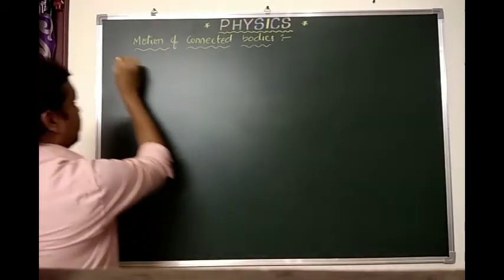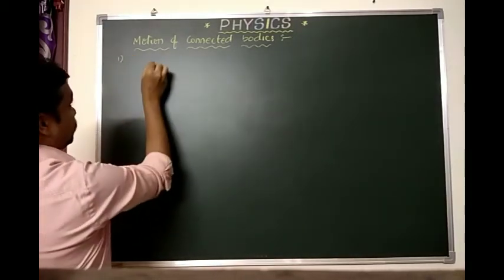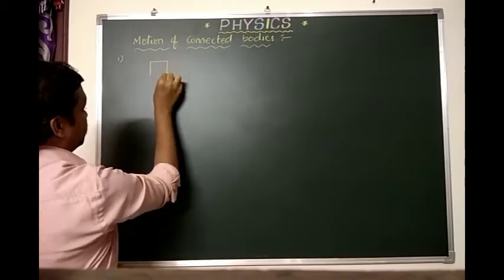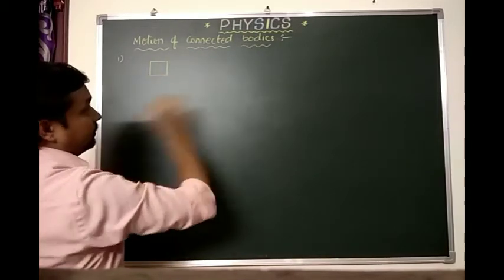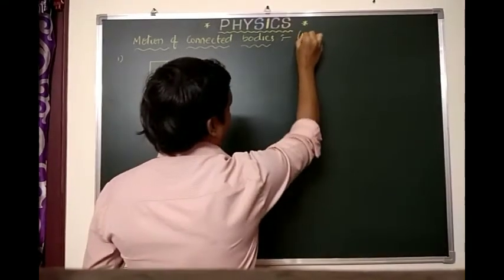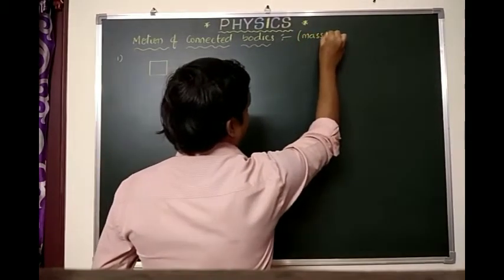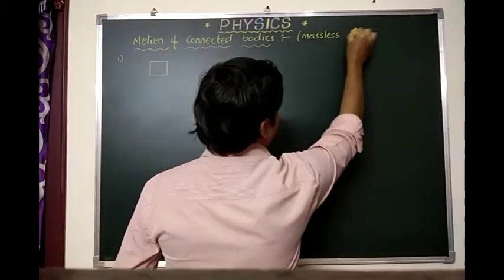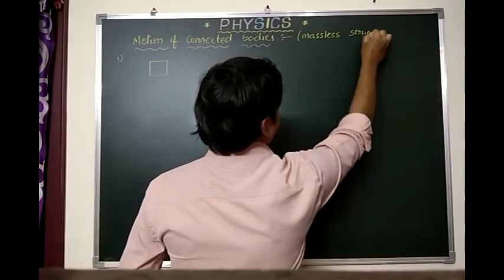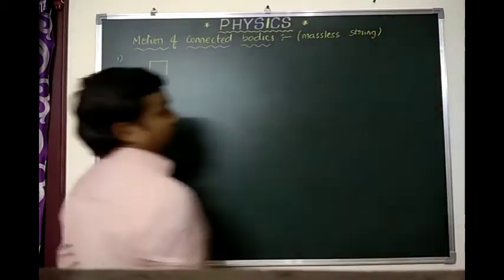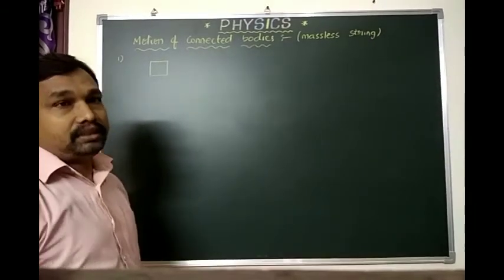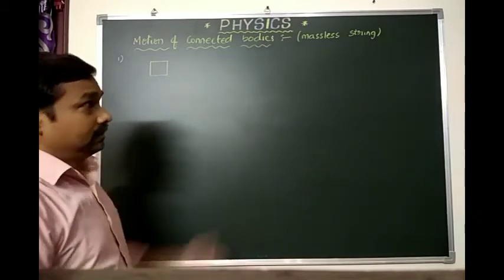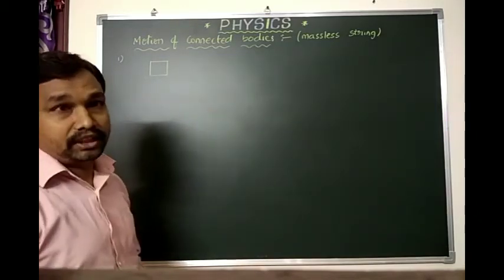Here we are considering two bodies, two blocks. These two are attached by a string, which is massless. Here I am considering one condition: a massless string. If it has mass, what changes happen, we'll discuss in the further classes. First I am considering it without mass.